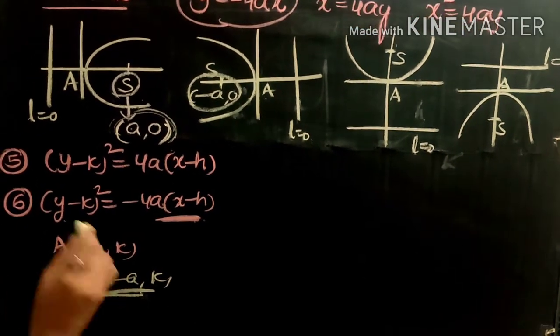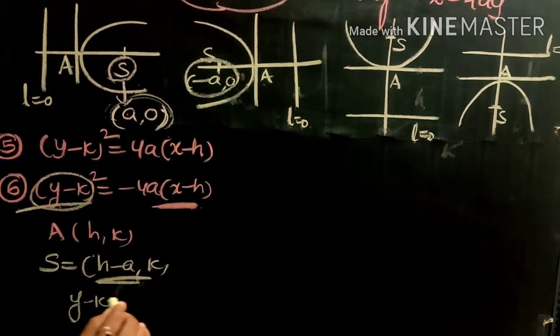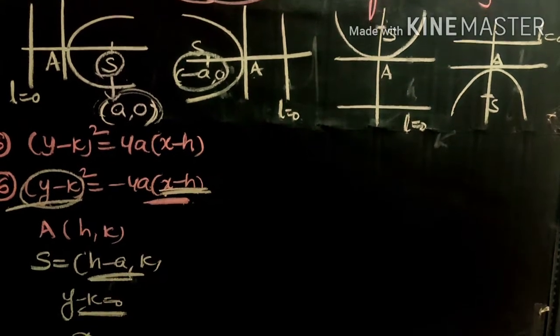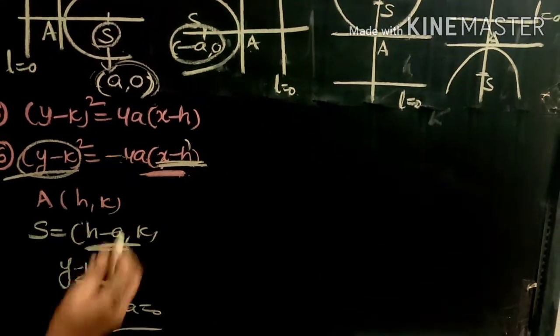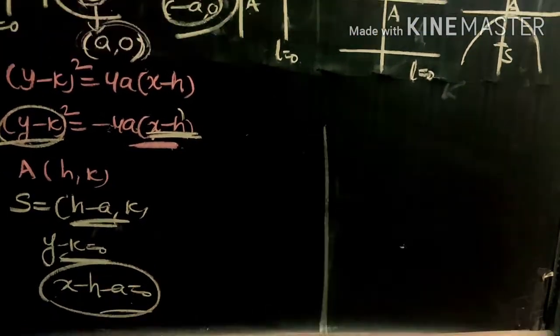And the axis of the parabola means we simply take the left hand side value, that is y minus k equal to 0. And the equation of directrix means we take the right side value, which is x minus h minus a equals 0. Here we have the minus sign, so we take the equation of directrix as x minus h minus a equals 0.